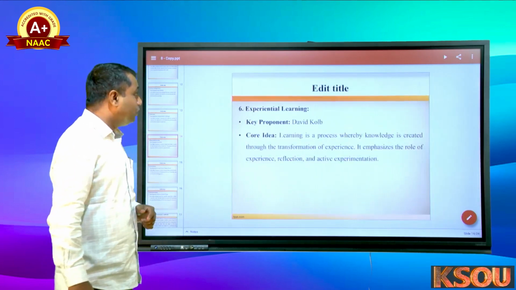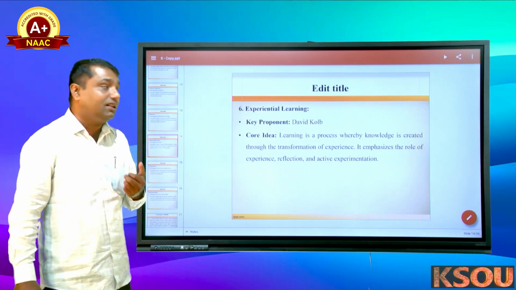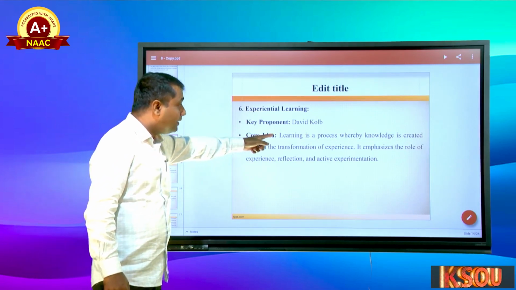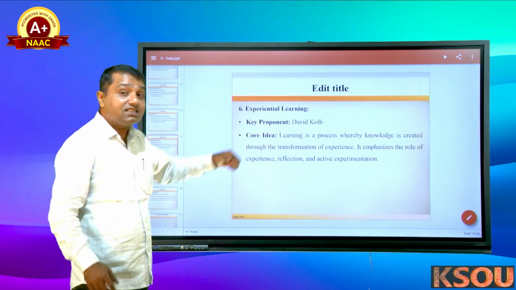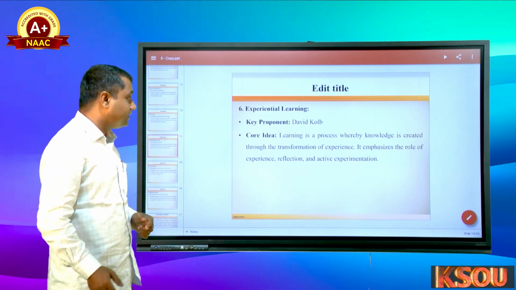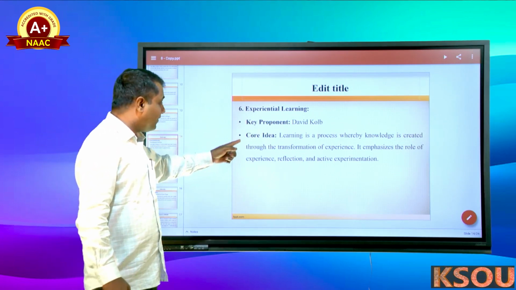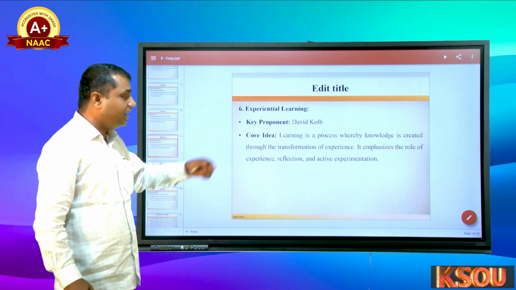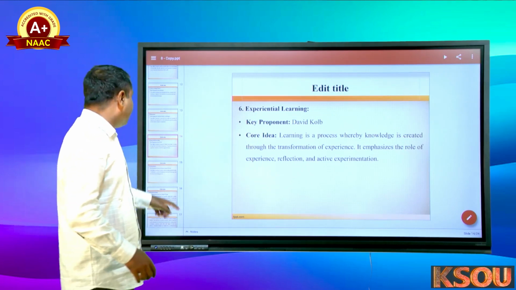Next one is experiential learning. What is experiential learning? Learning is a process whereby knowledge is created through transformation of experiences. It emphasizes the role of experience, reflections and active experimentation.